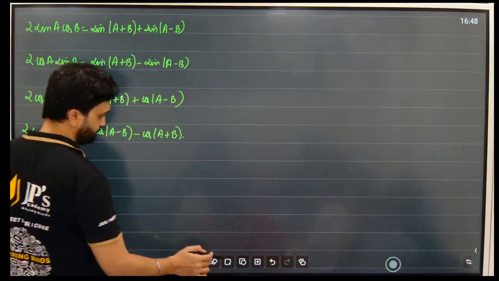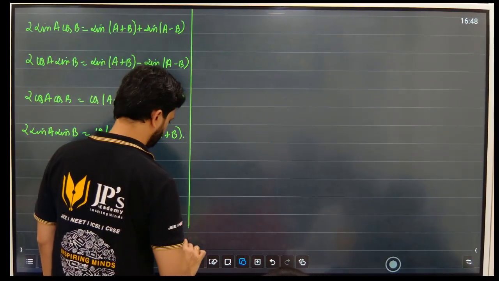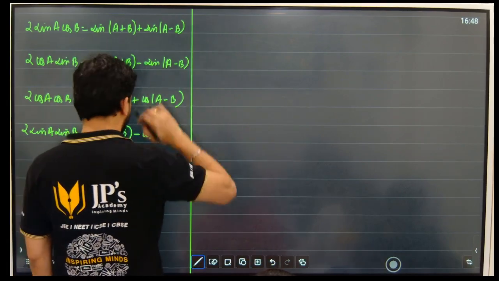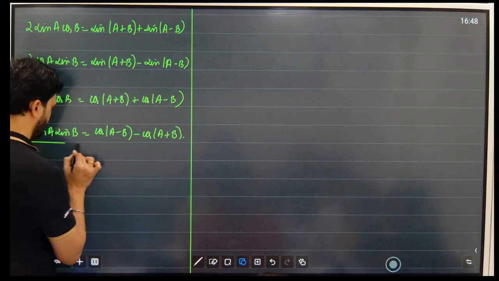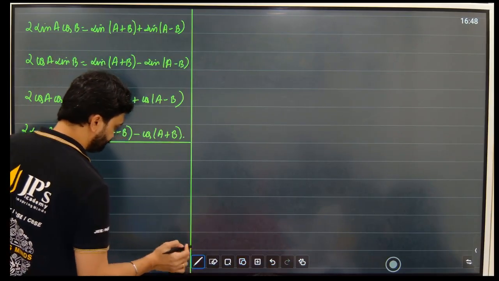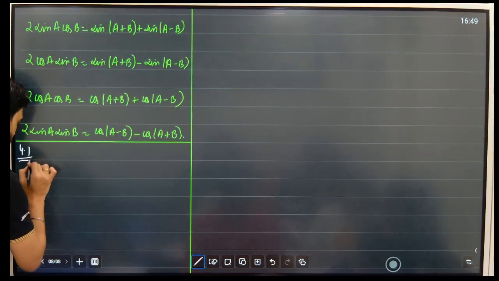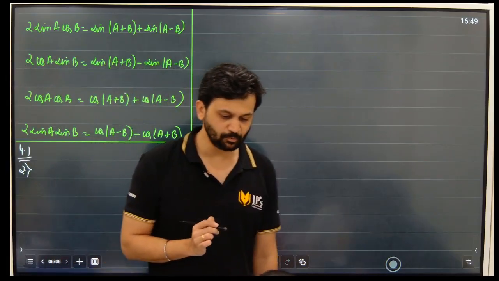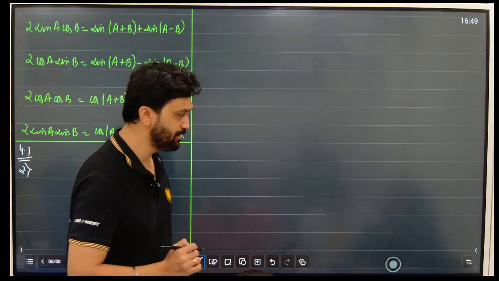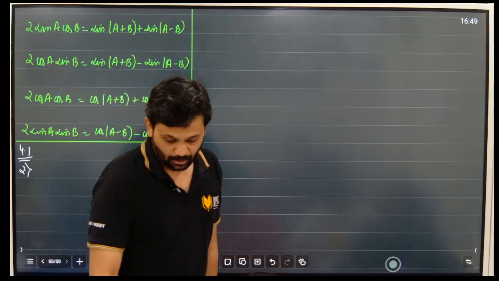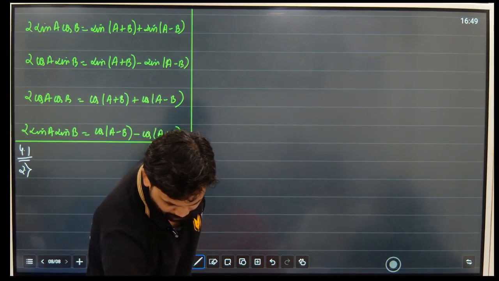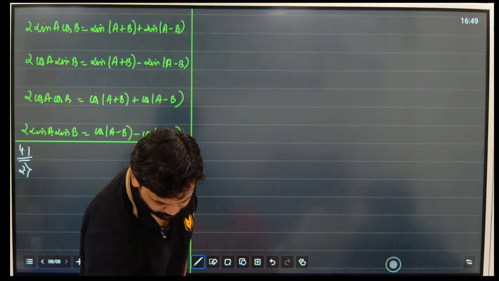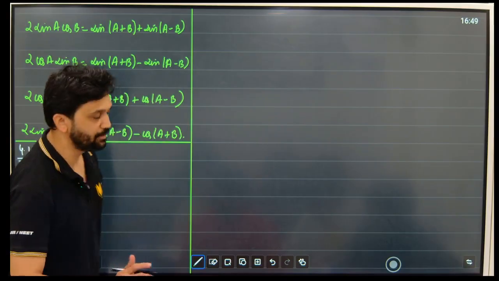Everyone please go on to exercise 4.1. We'll start solving 4.1 main question 2, questions first, fifth, and seventh. The remaining sums are homework.